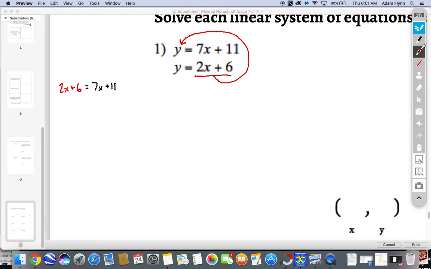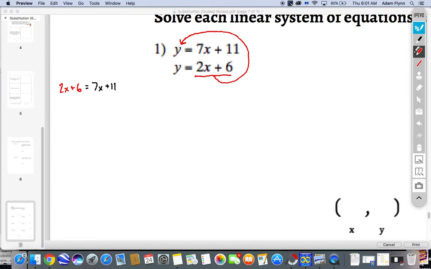So if I go ahead and solve this, I can subtract 7x on both sides. When I do that, these 7x's cancel. 2x minus 7x is going to be negative 5x. And I'll bring everything else down. Plus 6 equals 11. So now I can subtract 6 on both sides.